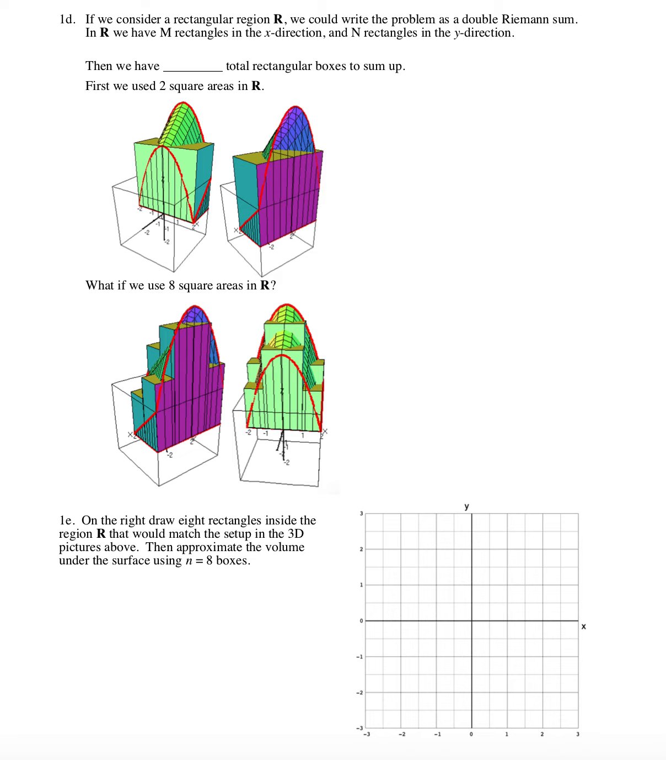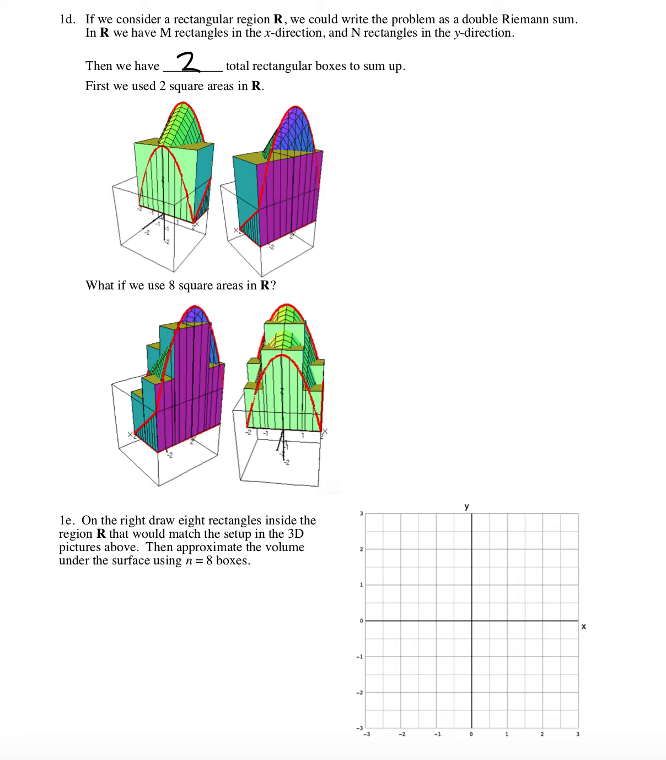Now, if we consider the rectangular region R, we could write the problem as a double Riemann sum. In R, we have m rectangles in the x direction and n rectangles in the y direction. So how many total rectangular boxes do we have? Well, we only have 2 total rectangular boxes in this first attempt.